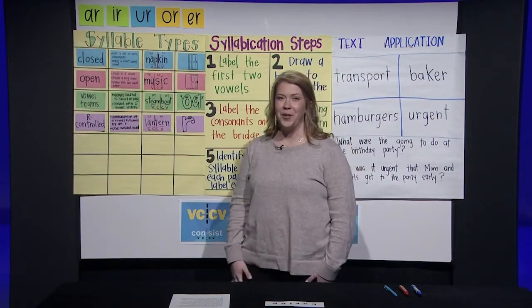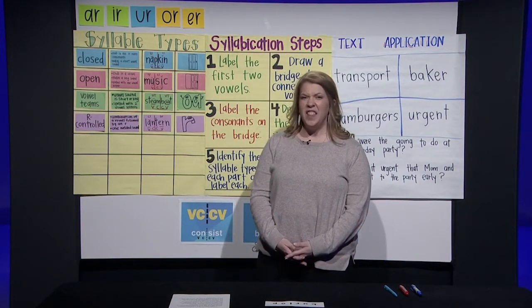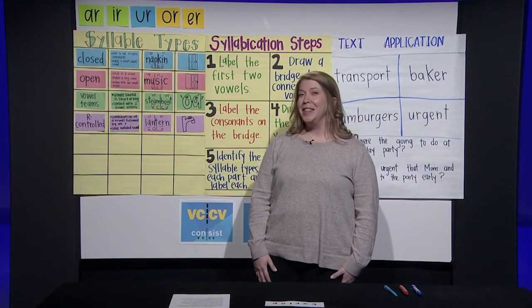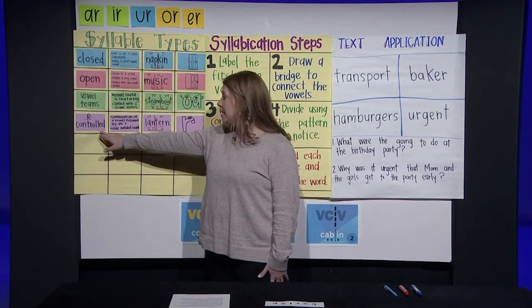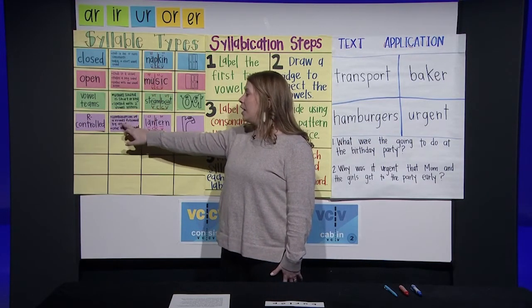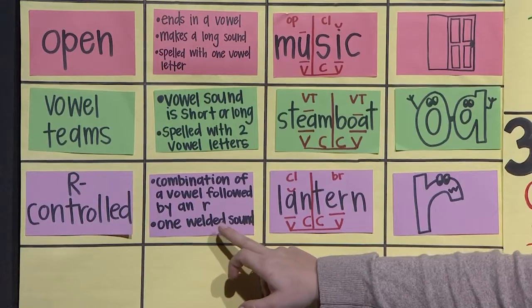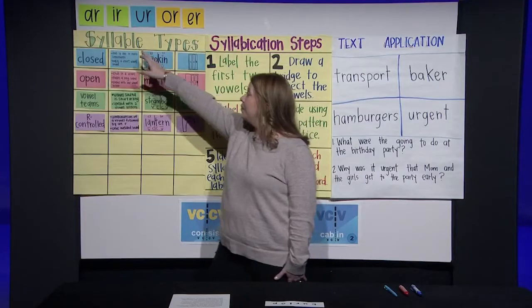Welcome back, boys and girls. We recently learned about our controlled syllables. This knowledge will help us read multisyllabic words. Let's review our anchor chart. An R controlled syllable is a combination of a vowel followed by an R, and together they're going to make one welded sound. Let's look at those vowels with our R.